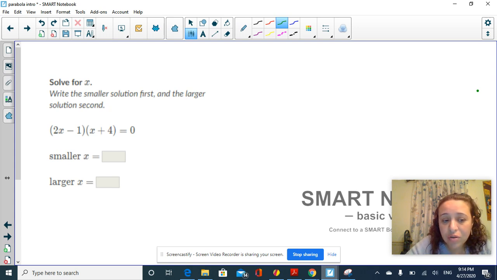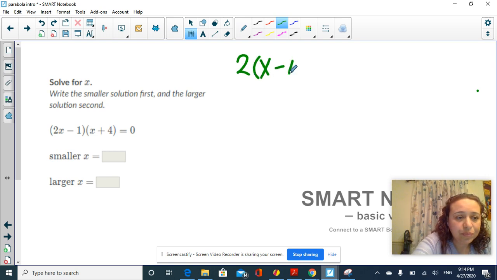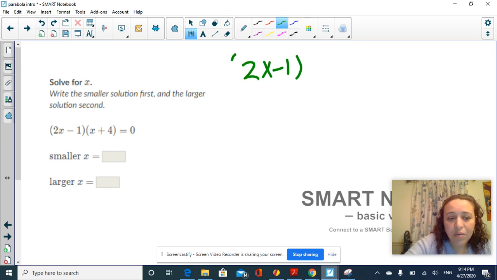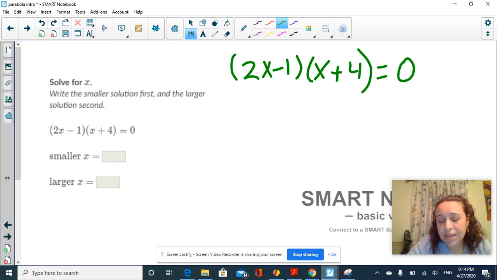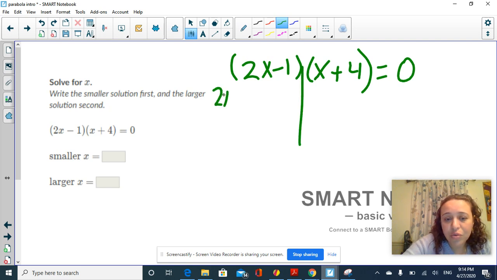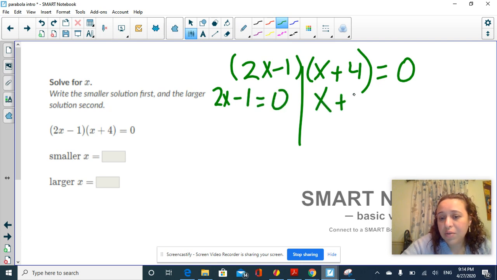You have two factors equal to 0. 2x minus 1 multiplied by x plus 4 equals 0. Solve, or find the zeros. It's the same. Find the value of x. The first one, 2x minus 1 equals 0. The second, x plus 4 equals 0.